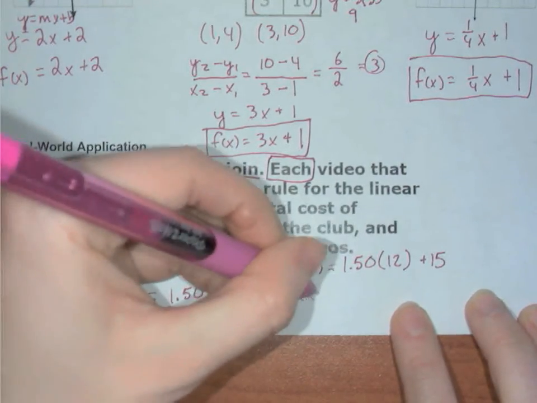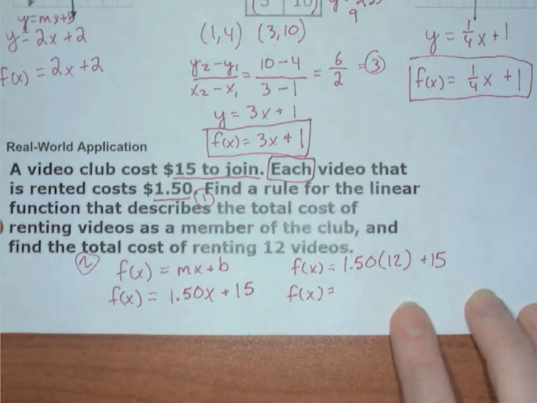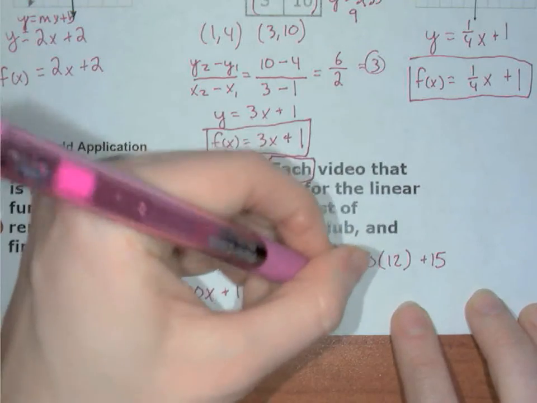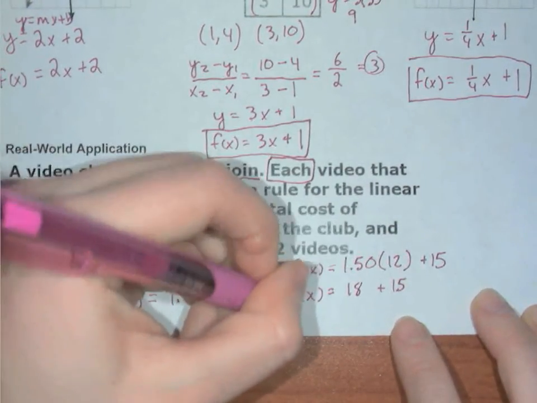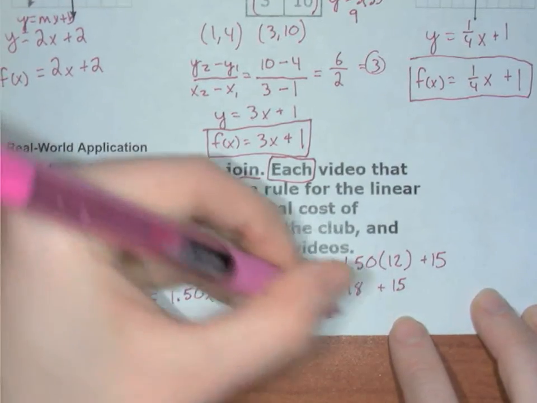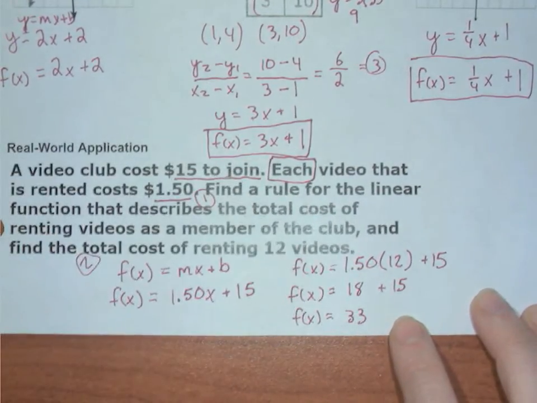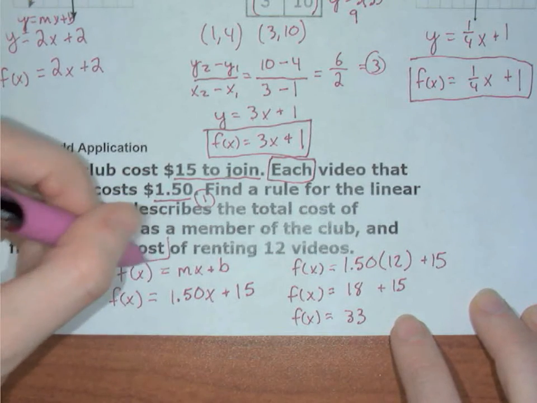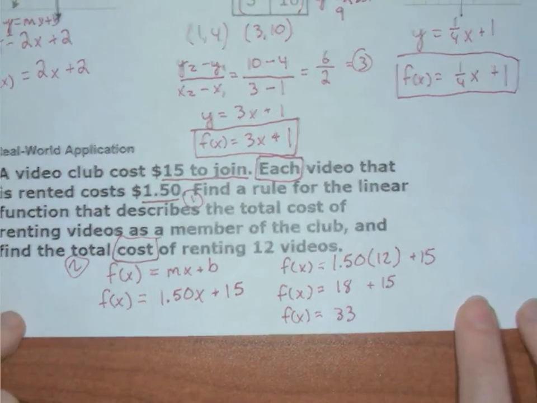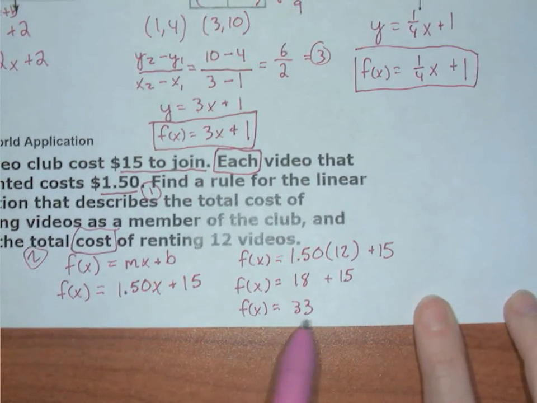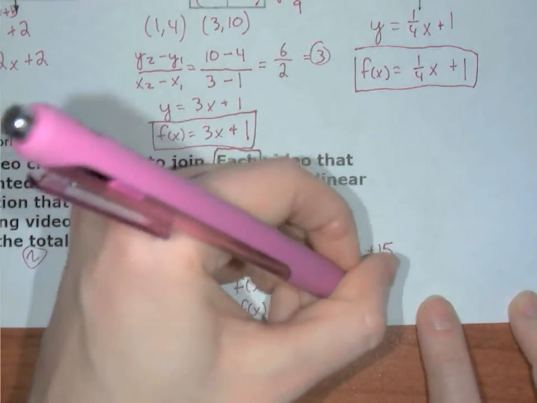So we can rewrite our f of x. $1.50 times 12 is going to give me 18. So we've got 18 plus 15, and we add those together. f of x equals 33. So now our question asks us to find the total cost. So we know that cost is measured in a certain type of unit, and we know that unit is dollars and cents. So instead of just writing f of x equals 33, we're going to make our answer $33.